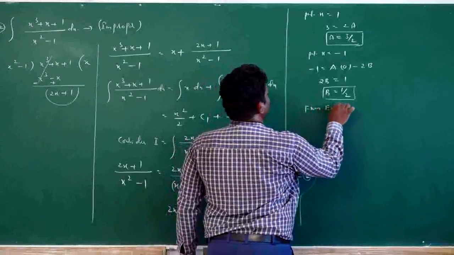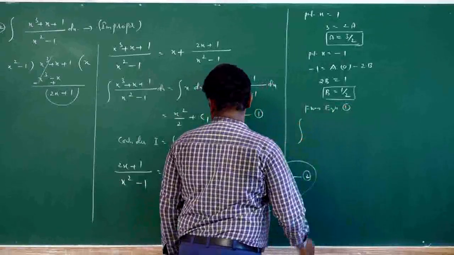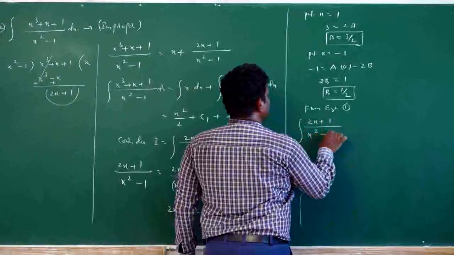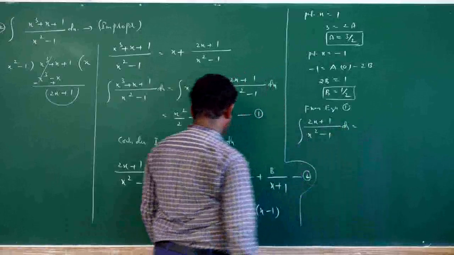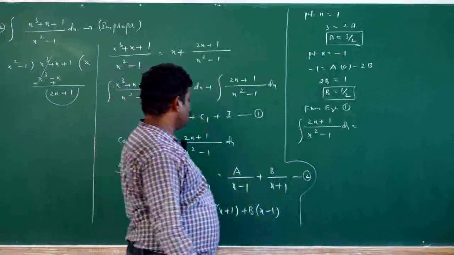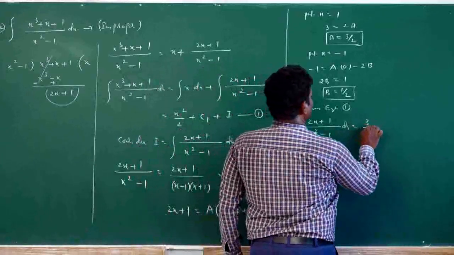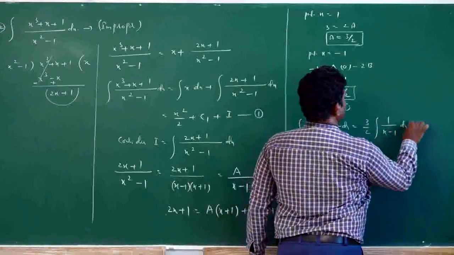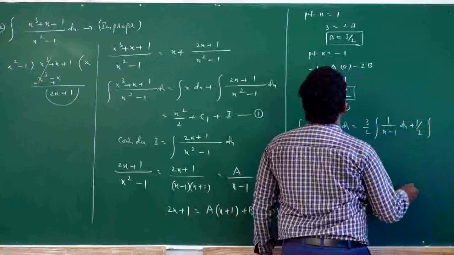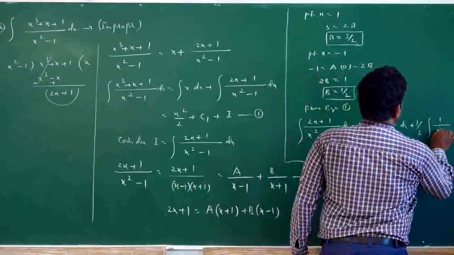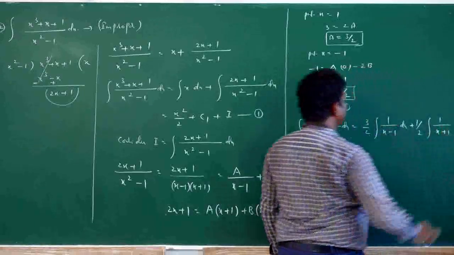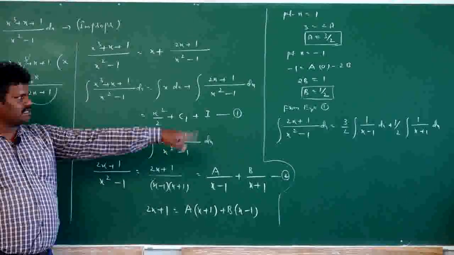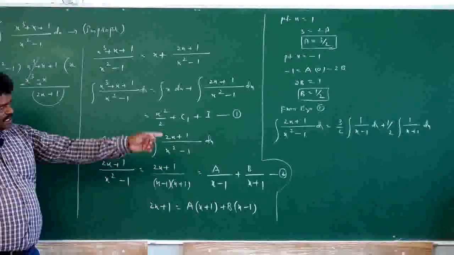From equation 1, the integral of (2x + 1)/(x² − 1) dx is equal to 3/2 integral 1/(x − 1) dx plus 1/2 integral 1/(x + 1) dx. So the integral of (2x + 1)/(x² − 1) dx is equal to 3/2 times the integral of 1/(x − 1) plus 1/2 times the integral of 1/(x + 1).